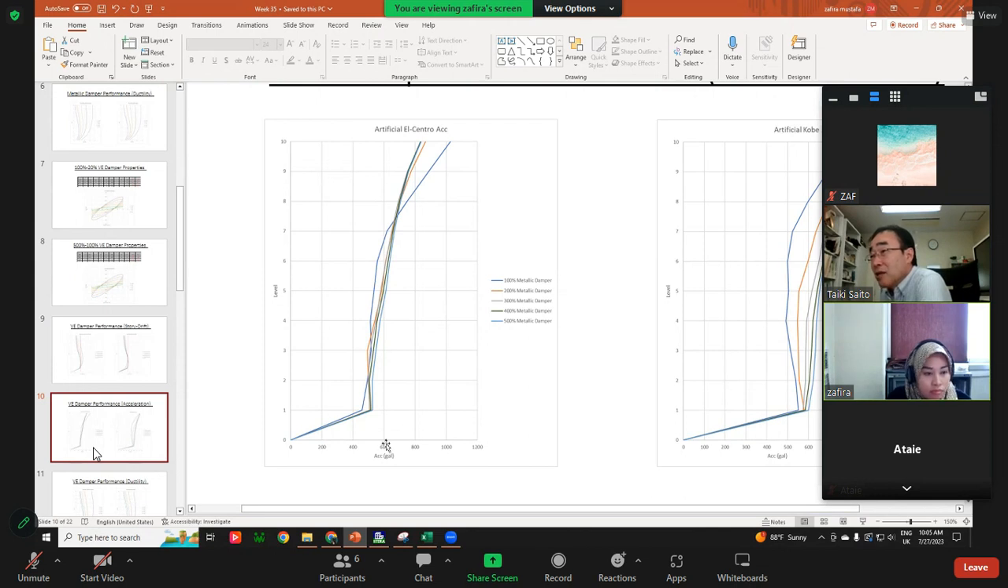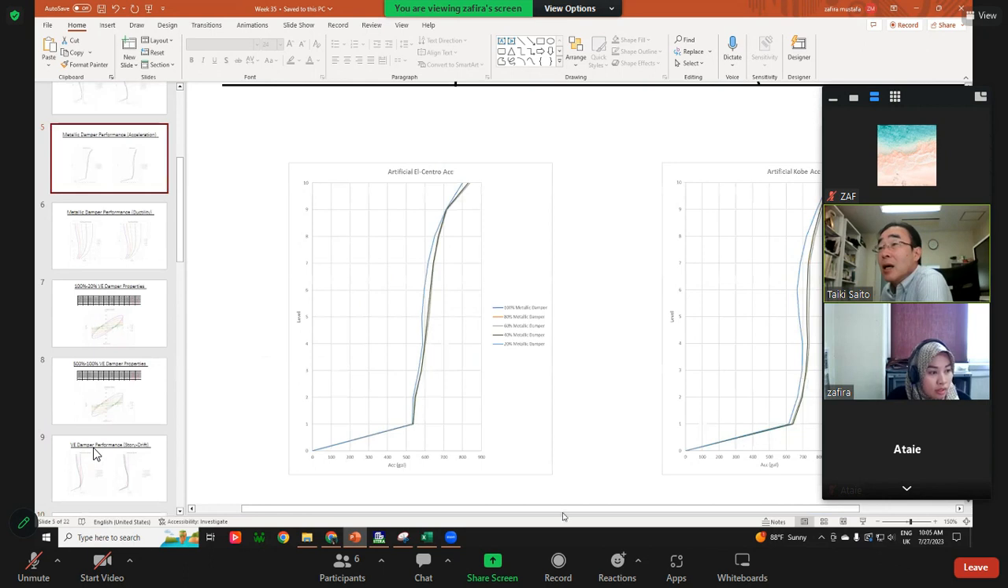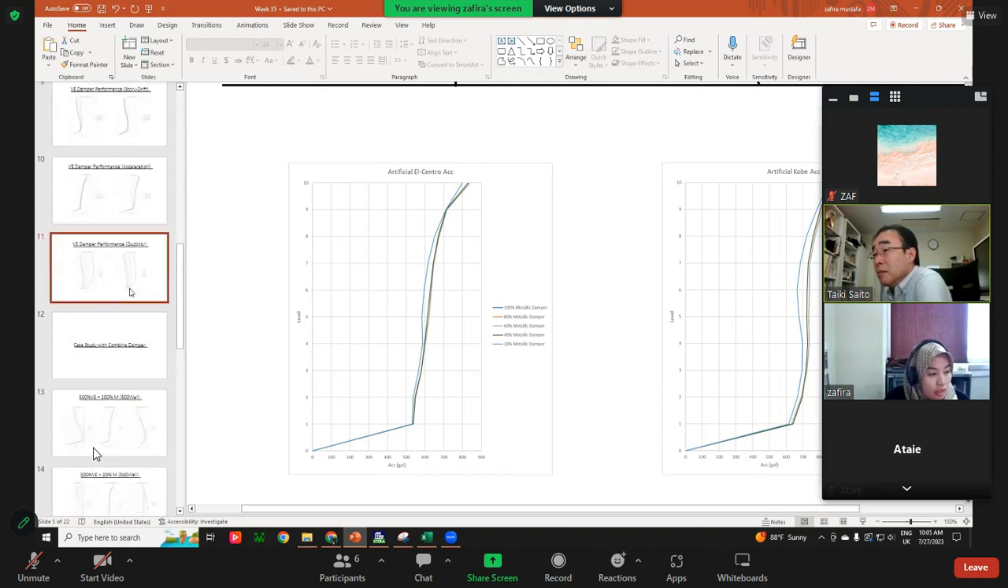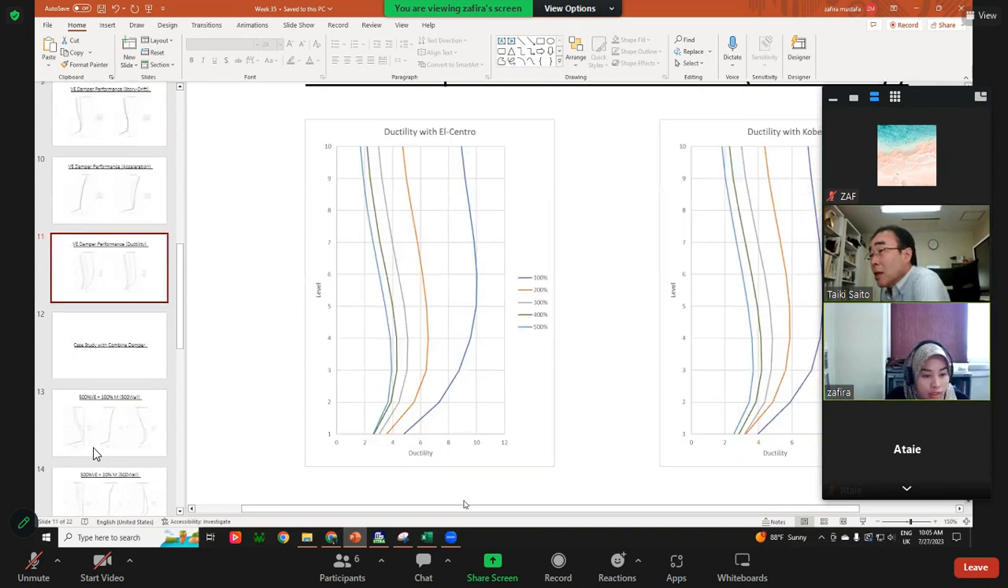Could you show me the acceleration of the metallic damper? Also almost 800. Okay, and then this is the ductility for the viscoelastic. Actually, there is no yield displacement, so I do not show that.